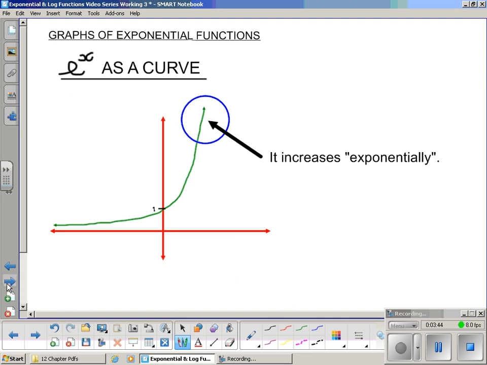Now, the third property or feature of our y equals e to the x graph is that it increases what we call exponentially. We use this word in plain English to describe something such as, some people might say, the population in China is increasing exponentially. It means it's going through the roof and increasing rapidly. So the idea that that green curve goes up very, very quickly is an exponential idea. So there are three features of y equals e to the x as a curve.